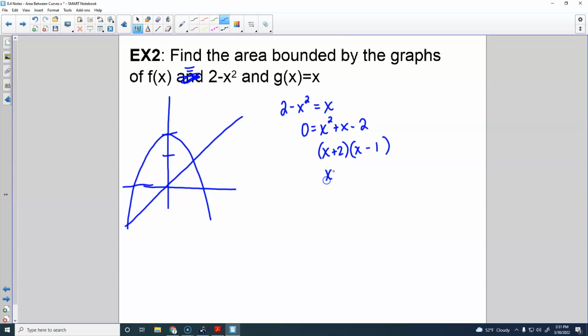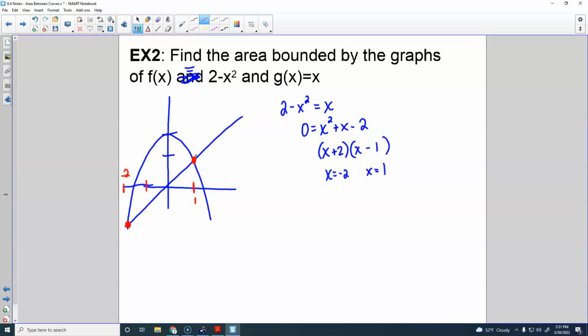And so I will get x equals negative 2 and x equals positive 1. So that would mean that we're crossing right here at positive 1 and over here at negative 2. It doesn't give you your y coordinates, which you don't need anyway, but it's telling you those intersection points right there.